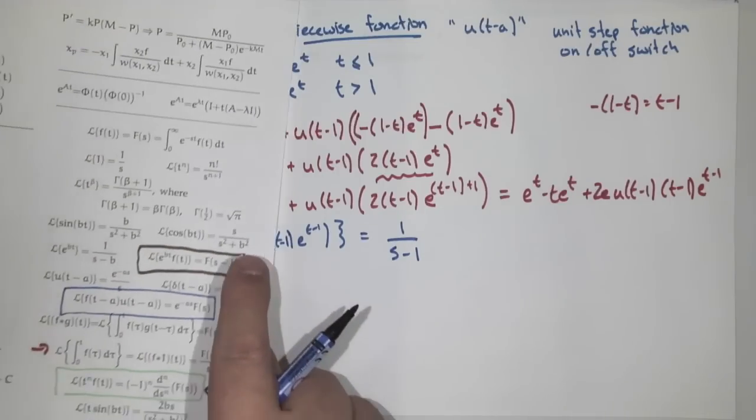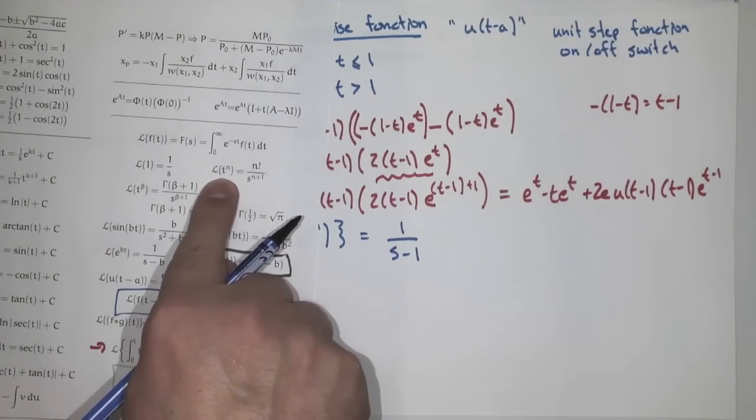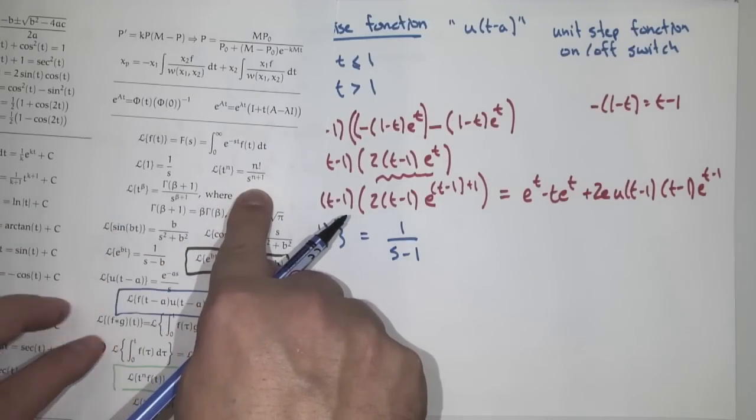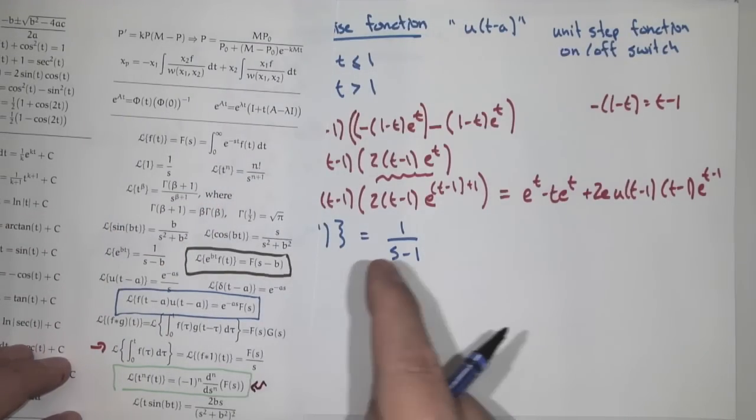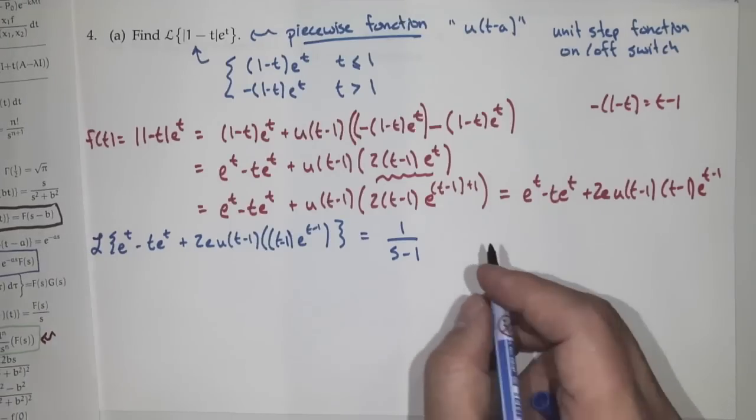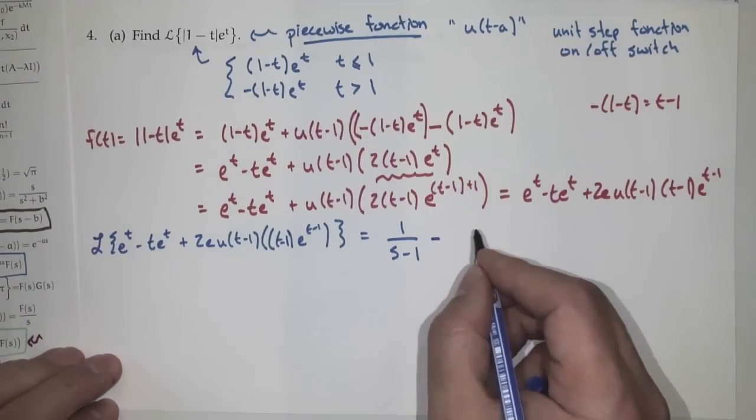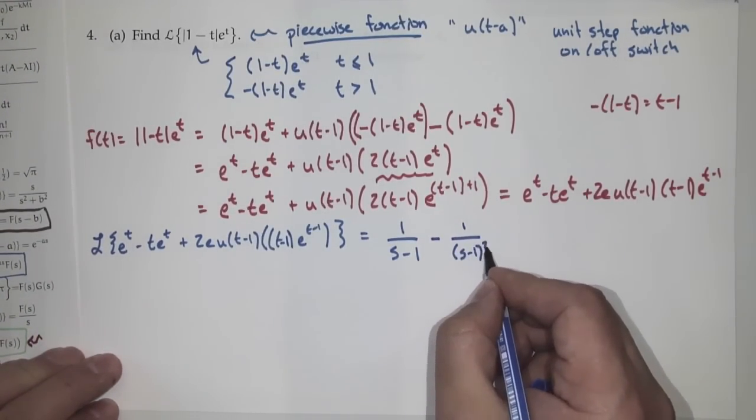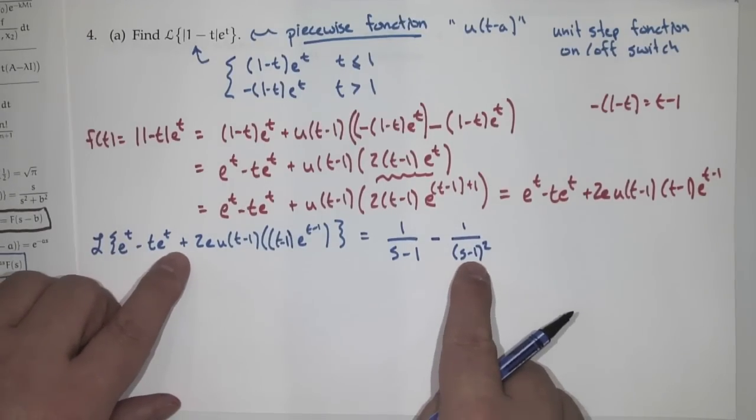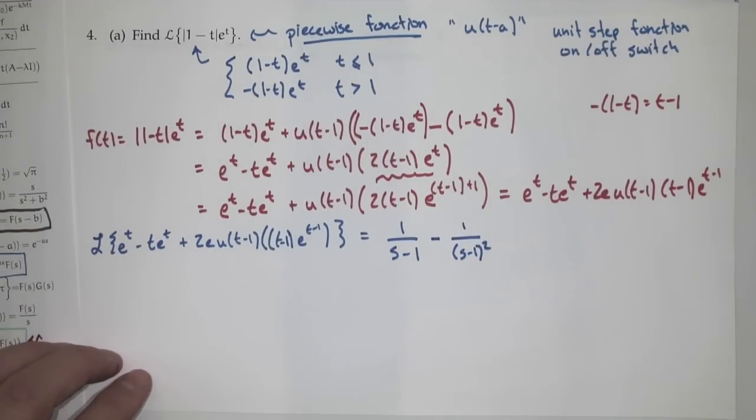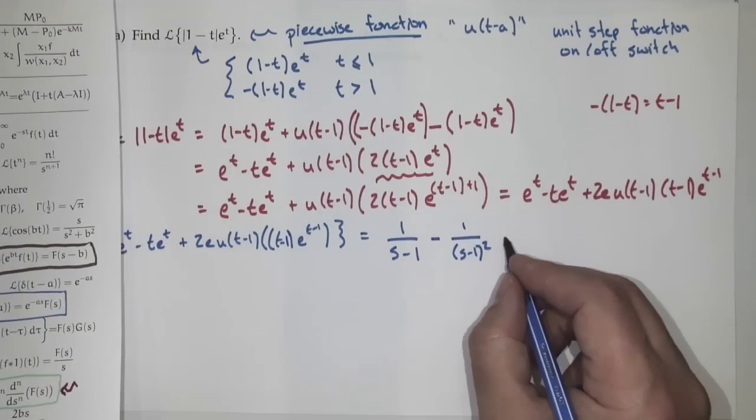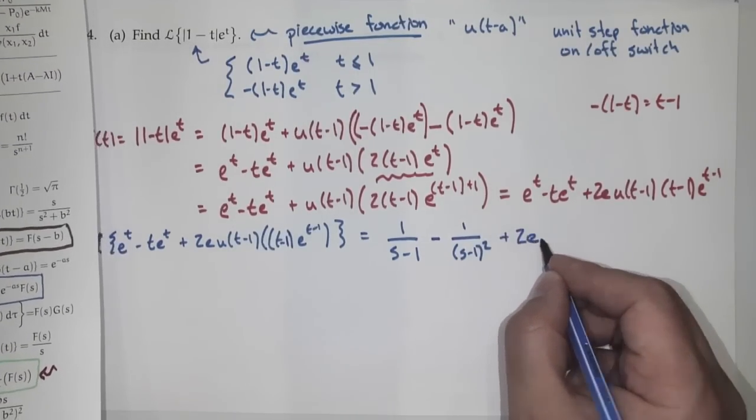T e to the t. We know how to do t. So there's a rule. T to the 1 is 1 over s squared. The e to the t then says to shift it. So instead of being 1 over s squared, it'd be 1 over s minus 1 squared. So the e to the t is where that s minus 1 is coming from. Then we have our plus 2e.